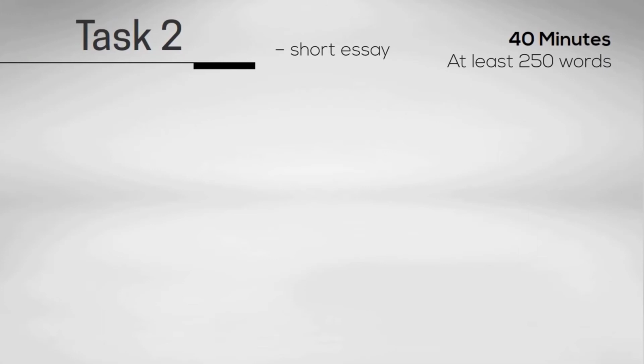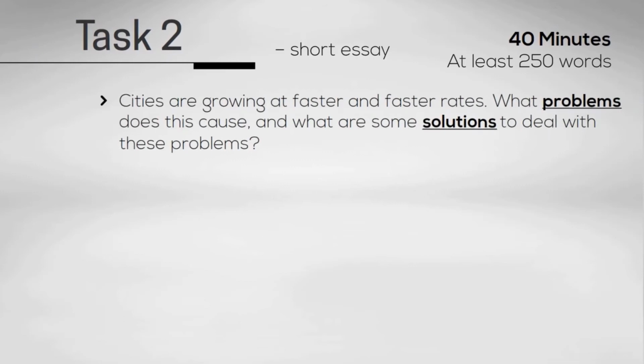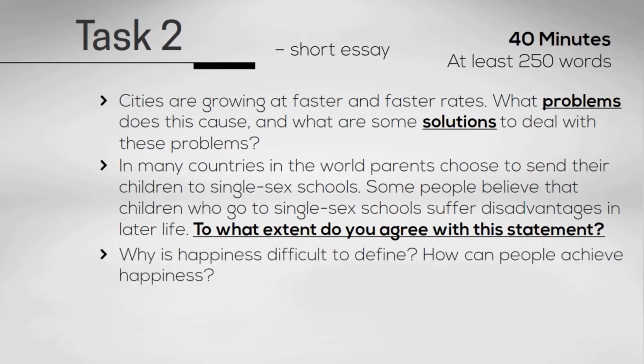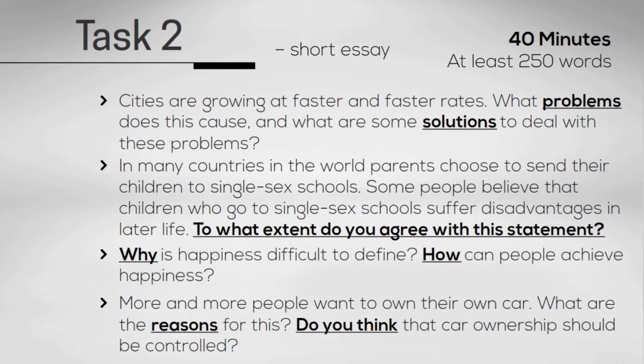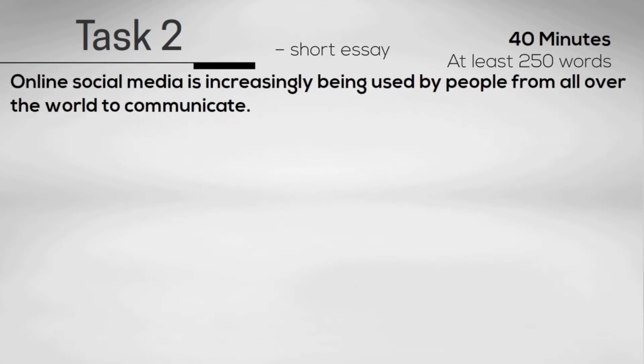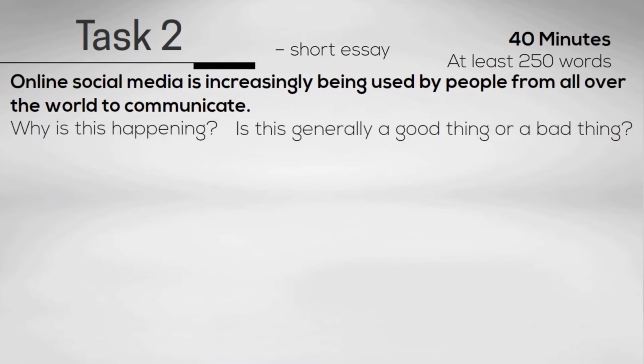There are several types of essays that you might need to write in part 2. It could be a problem solution type essay, or a for and against type essay, or an expository essay, or a combination of these essays. Now let's take a look at an example question. Online social media is increasingly being used by people from all over the world to communicate. Why is this happening? Is this generally a good thing or a bad thing? You should write at least 250 words.